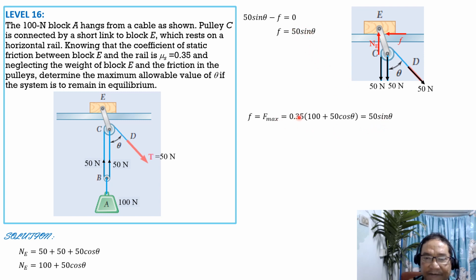So F should be equal to F max because we are computing for the maximum allowable value of theta to cause impending motion of this block E here. So simplifying and using the calculator or by trial and error, theta max is equal to 60.64 degrees.